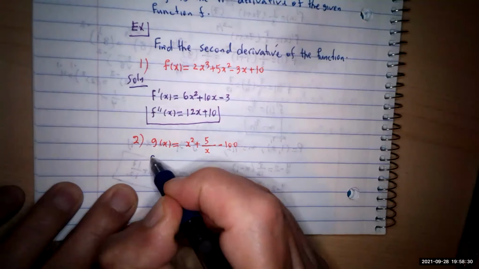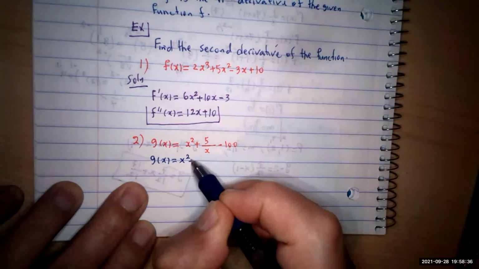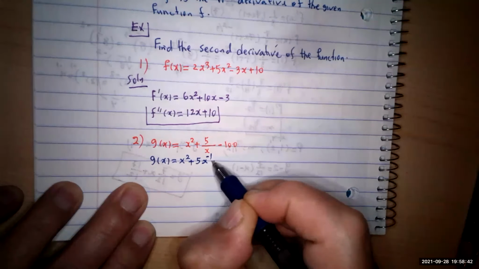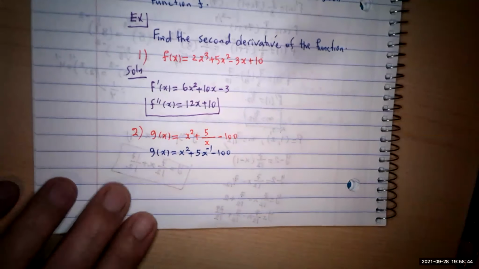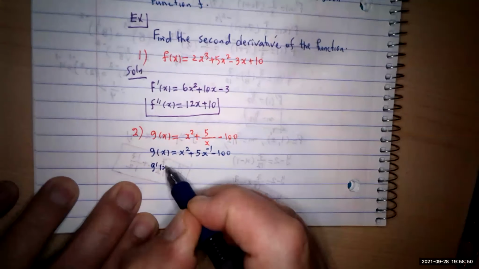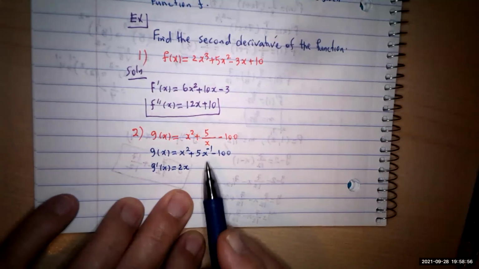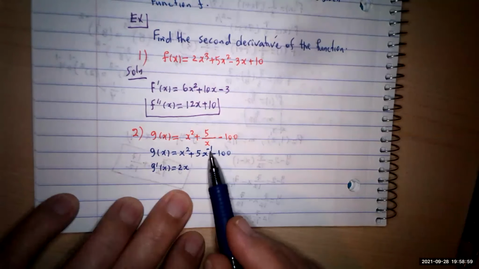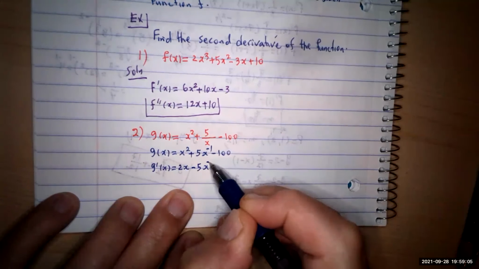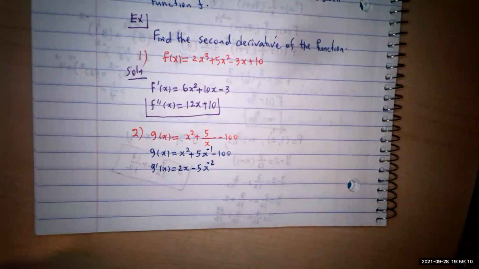So I'm going to rewrite it. It's going to be g of x equal to x squared, and I move the x up, so make it 5x to the -1, minus 100. Now you differentiate it. To find the first derivative, which is g prime of x, g prime of x equal to x squared would be 2x. Now this one, you've got to be careful. Exponent times coefficient gives a -5, 1 down, that gives x to the -2. And the derivative of 100 is equal to 0.